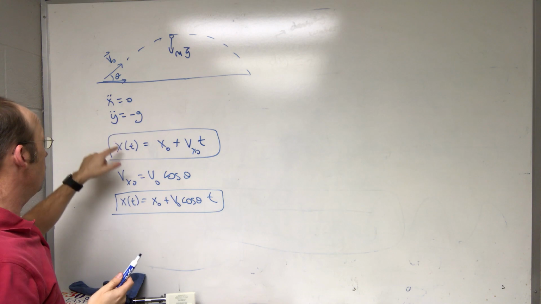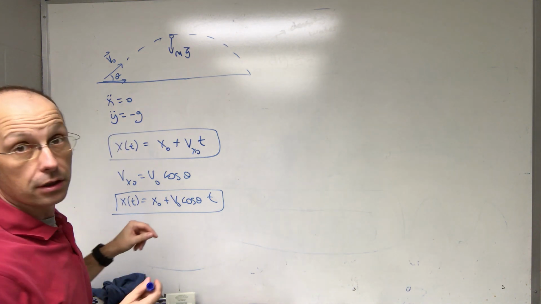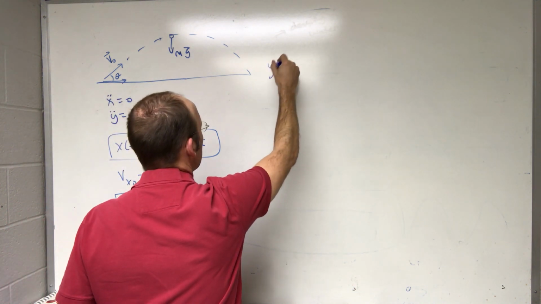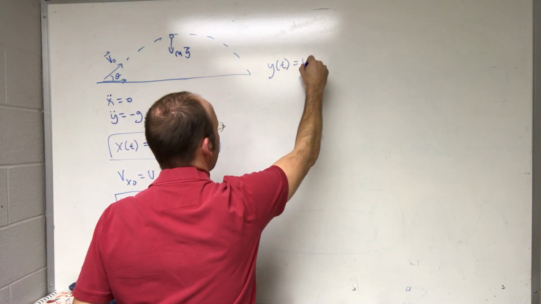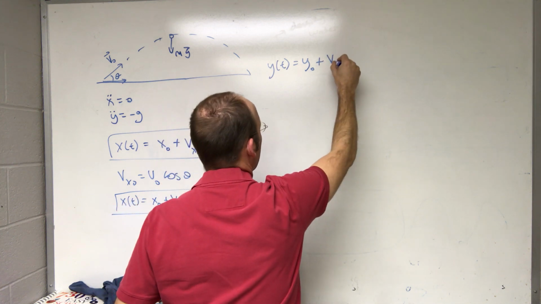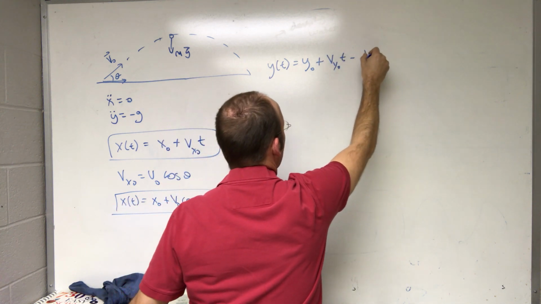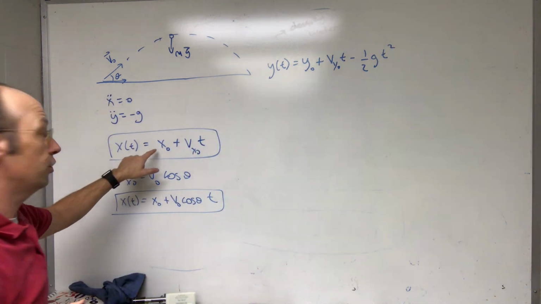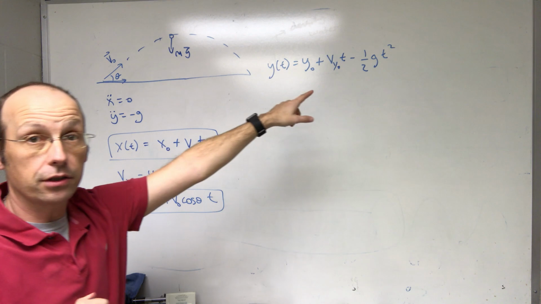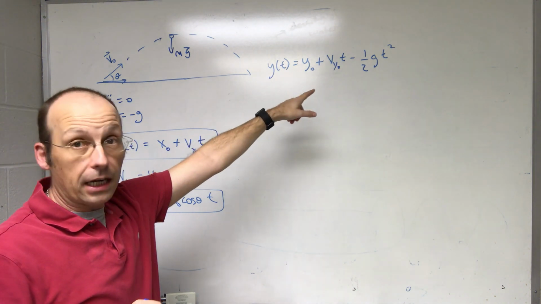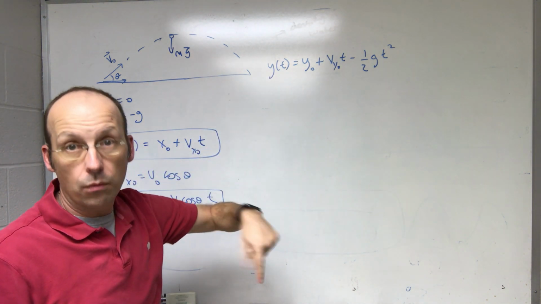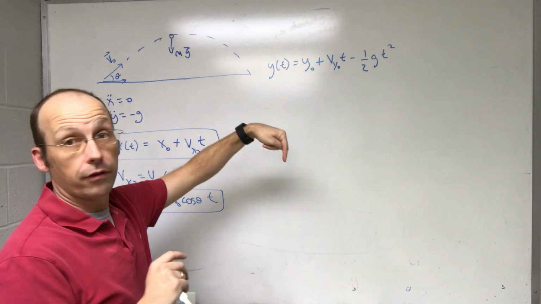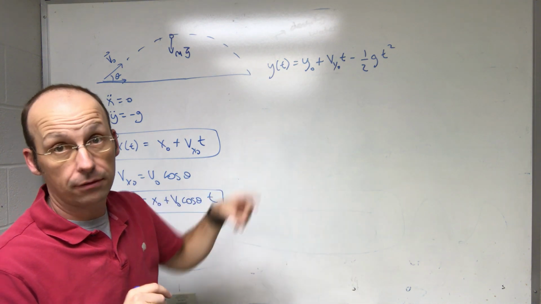Now for the y direction, you can integrate twice and get the kinematic equation in the y direction, and it would look like this. So it's just like this, except that we have that acceleration term on there. And it's negative because the acceleration is negative g. We normally use g as 9.8, so the acceleration in the y direction would be negative 9.8. So it's just a convention.